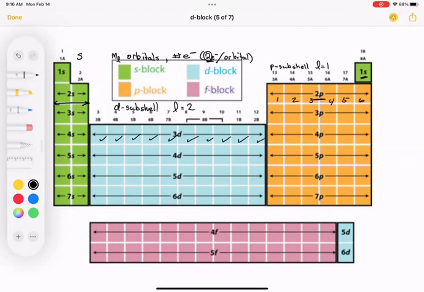And down here is your Fs, which means L is equal to 3. Your m sub Ls can equal 7. And 7 times 2 is 14. So that's why it's 14 elements across.